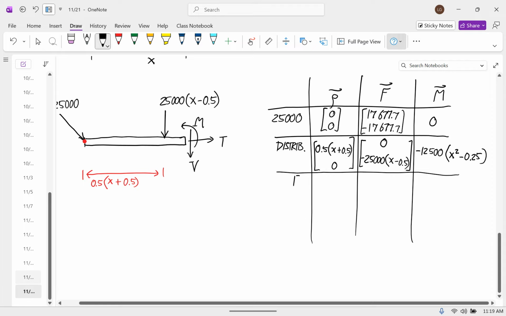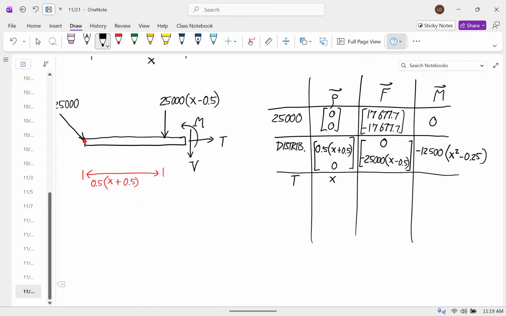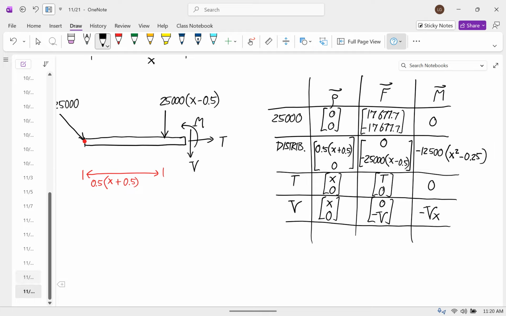And then T, V, and M, so this is at x, 0. The force is T, 0. Cross product is 0. Then V is at x, 0. The force is 0, negative V. Cross product is negative Vx. And then the moment is just M.